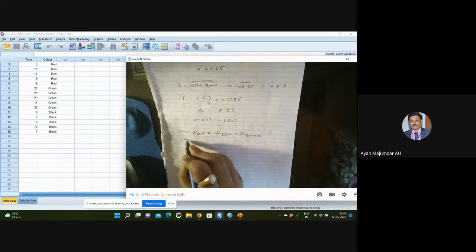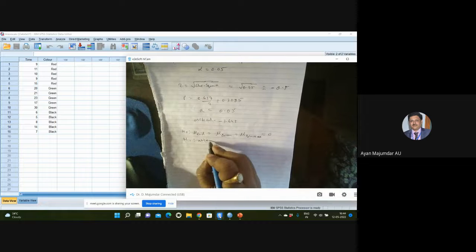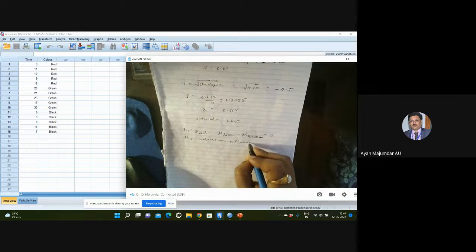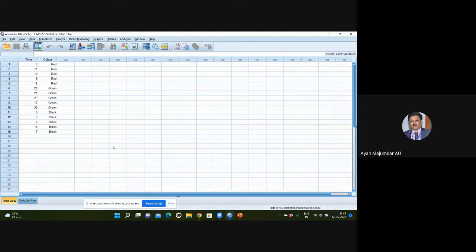And the alternative hypothesis is at least one inequality. So at least one of them has a difference. So we are just writing the null hypothesis and the alternative hypothesis. Let's carry on with the test.